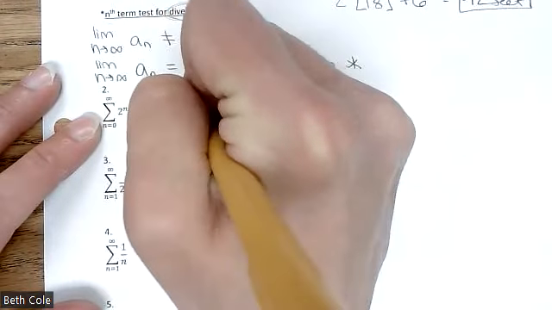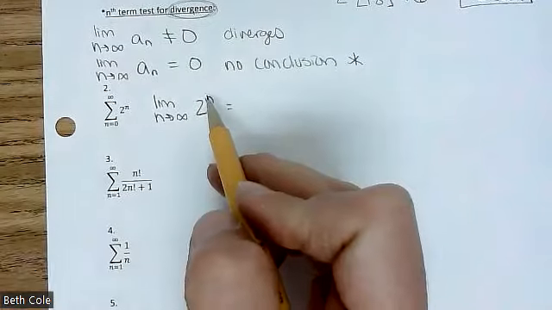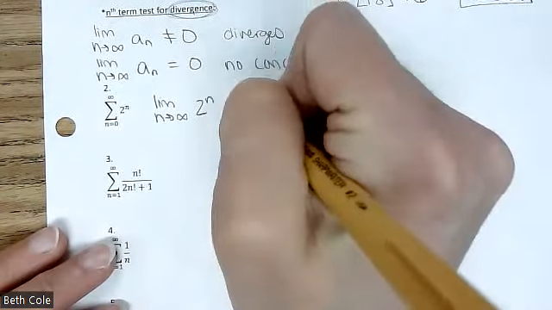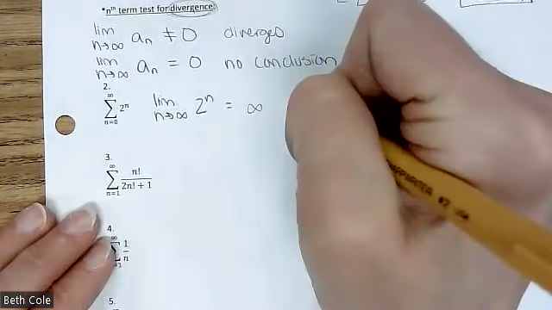We're going to do limit as n goes to infinity of 2 to the n. Basically, you just need to remember how to do limits to infinity. So what do you think for that one? It's exponential. An exponential is going to keep getting bigger. If you envision plugging in a really huge number there, it's going to keep getting larger and larger. So what's the conclusion? Divergence.